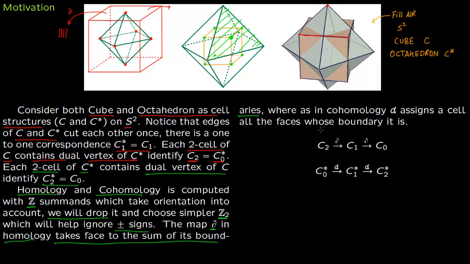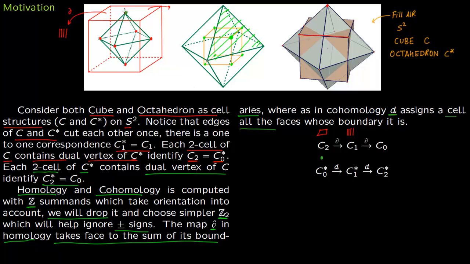So you have this face here, to the face you have 4 edges. Now corresponding to this face you have this dual vertex. So this dual vertex of the octahedron I'm drawing in green, and we are now going to say that this map D assigns to a cell all the faces whose boundary it is. So there is one-to-one correspondence anyway between C2 and C0 star.